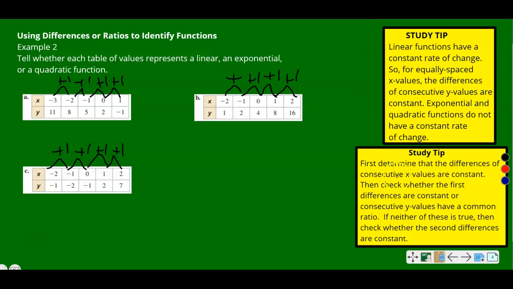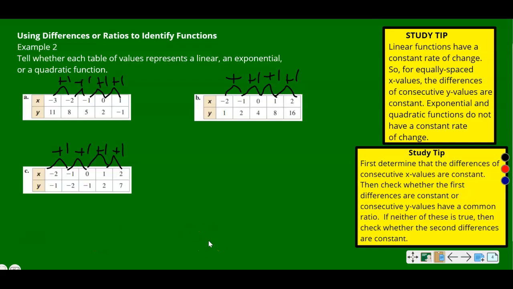All right. And the second study tip says first determine that the differences of consecutive x values are constant. So we did that for all three of these. Then check whether the first differences are constant or if their consecutive y values have a common ratio. If neither of these is true, then check whether the second differences are constant. If the second difference is constant, remember that means it's quadratic, not linear. All right, so let's look at these.